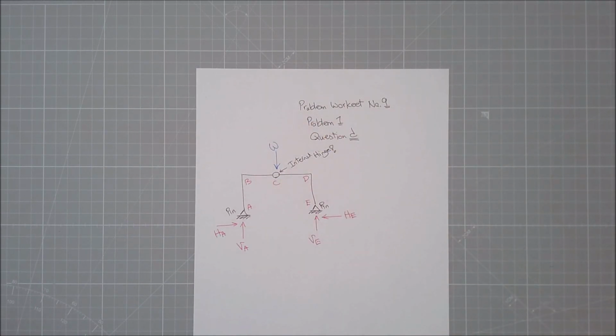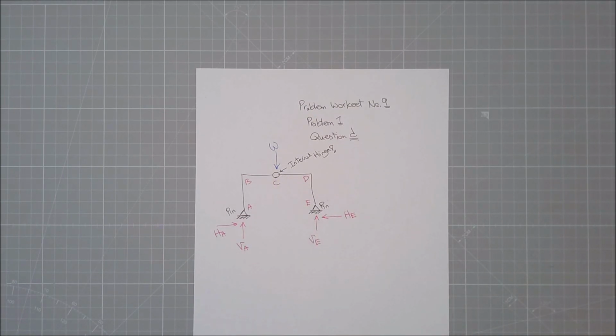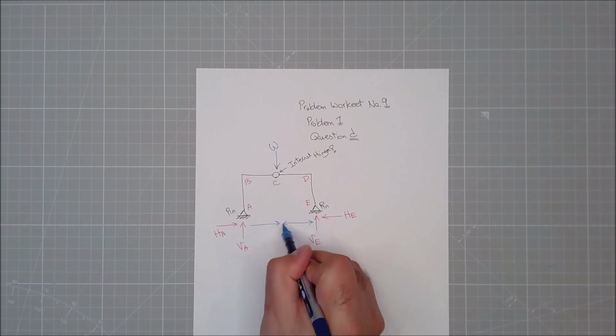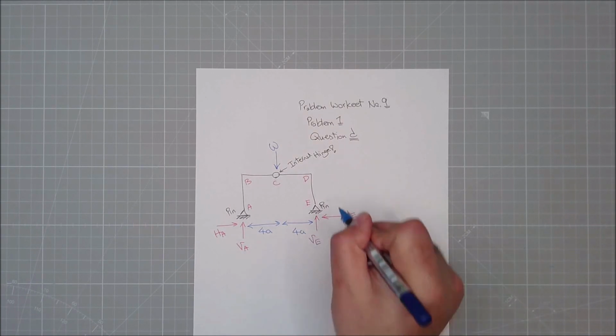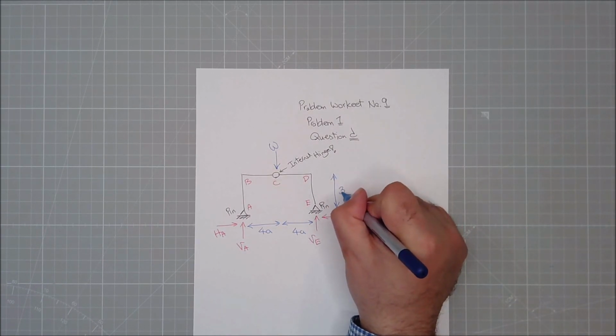In this case, we have an applied load as well, an applied load of W. This is a known load. This is the applied load. This is the human being standing on the hinge. And the lengths from here to here and from here to here, let's say these are 4A and these are 4A, and the entire height of the column is 3A.